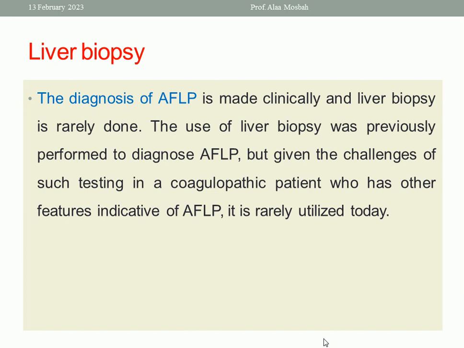But in the past, they used to do, in some cases, liver biopsy to reach the diagnosis. The problem with liver biopsy, we have here coagulation disorder, so it is dangerous. So it is not advised to do liver biopsy, and it is not needed nowadays for diagnosis of acute fatty liver of pregnancy because it carries risk of complications. So it is rarely utilized today.